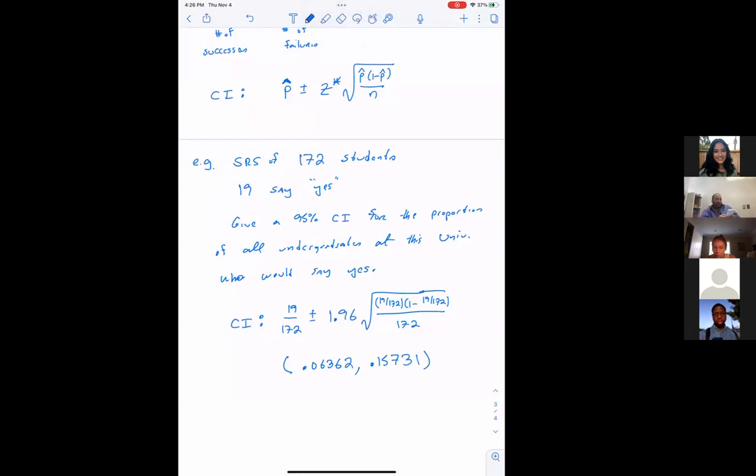Now, let's do it on a calculator. Where do you think you go on a calculator? Stat, tests. Which one? A is correct. The one proportion z interval. Go ahead, plug in x, plug in our confidence. And what do we get?